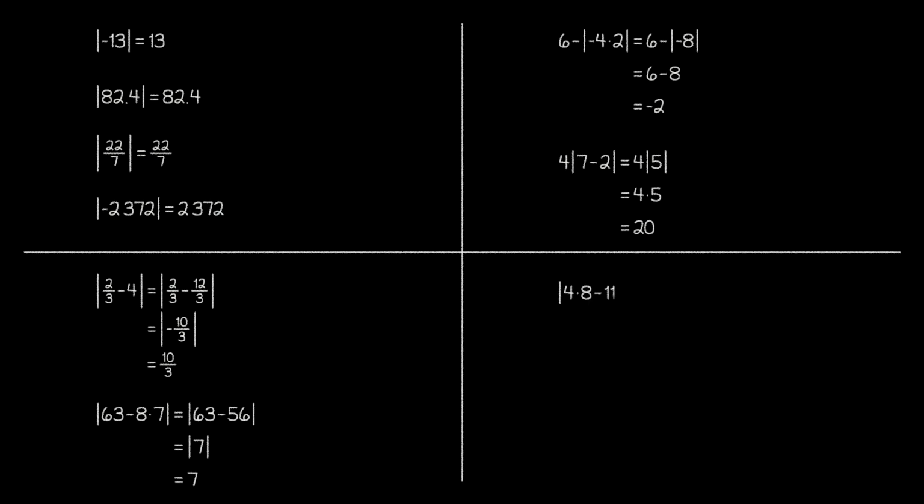For this next problem, we have two different absolute values to calculate. We evaluate the expression inside each pair of absolute value bars first, and then we take the absolute value of both quantities. Finally, we multiply the results to get 105.